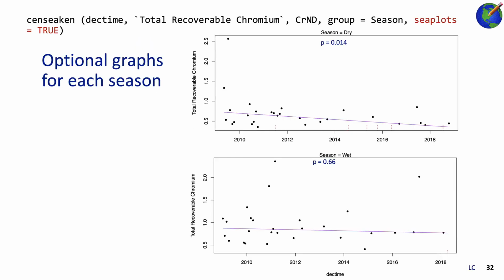You can get back plots of the individual trends for each season. You can see that for the wet season on the bottom, the slope is not much different than 0 given the noise in that plot. So it's not surprising it's not significant.